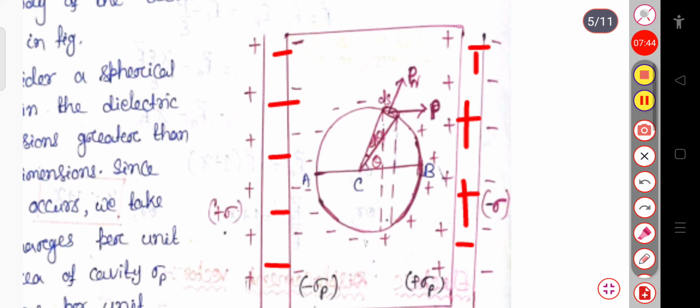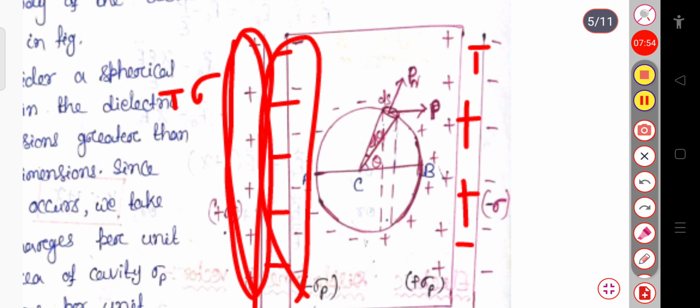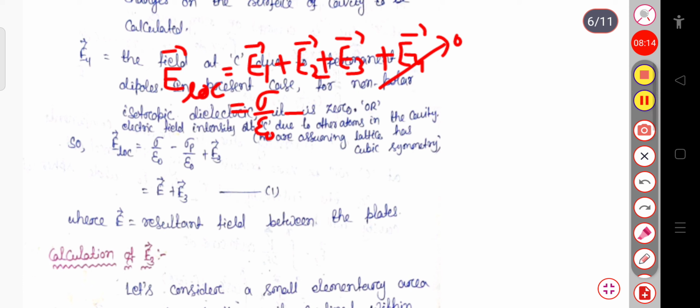Here you can see, on this side we have plus sigma, and because of this plus part, the negative charges will be attracted towards it. So the surface charge density here will be minus sigma p. Similarly, on the minus sigma plate of the capacitor, the charge developed on the surface of the dielectric will be plus sigma p. So this will be sigma by epsilon naught minus sigma p divided by epsilon naught, plus E3.